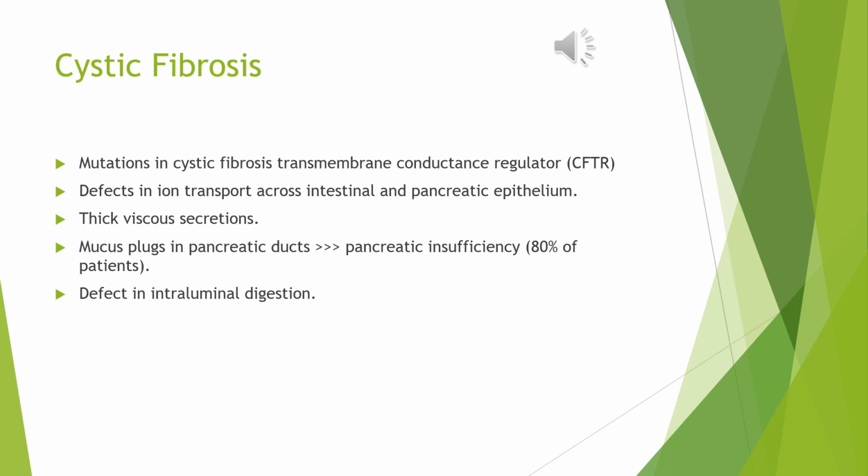and the secretions from the pancreas will be highly viscous and thick secretions, which can cause mucus plugs within the pancreatic ducts, leading to blockage of these ducts, and the pancreatic enzymes will not reach the intestine, causing pancreatic insufficiency in 80% of patients with cystic fibrosis. The result of pancreatic insufficiency is defects in the intraluminal digestion, and the end result will be malabsorptive diarrhea.